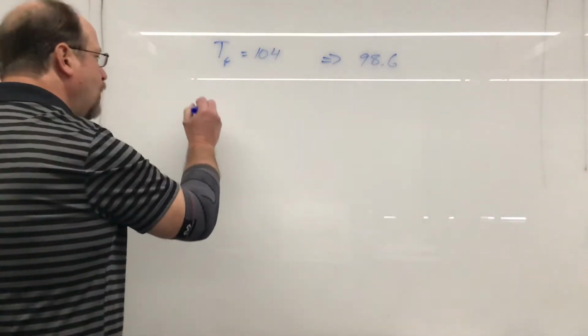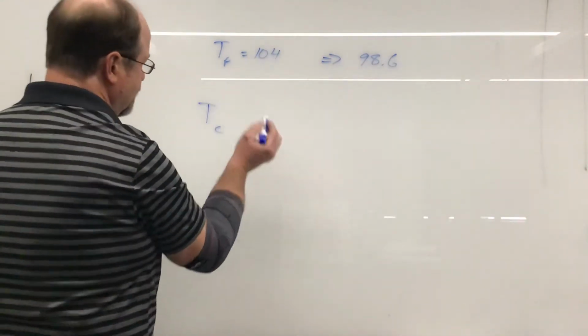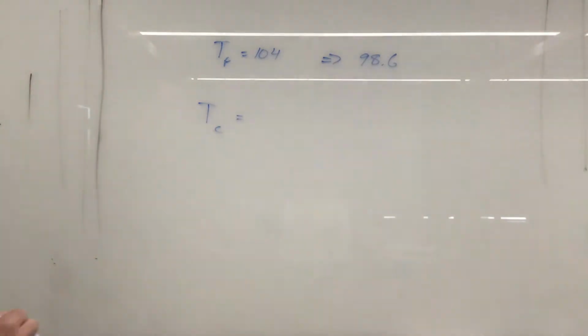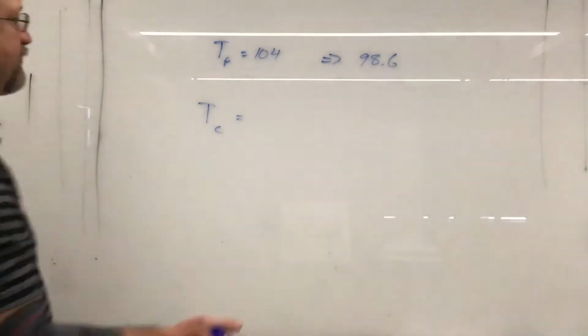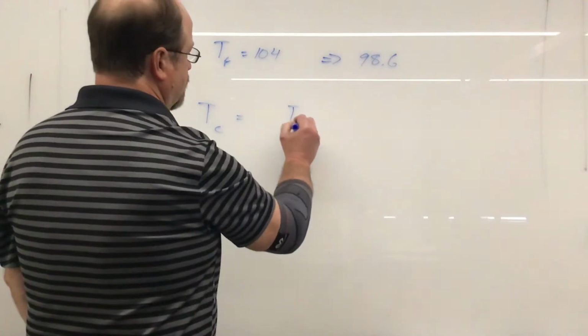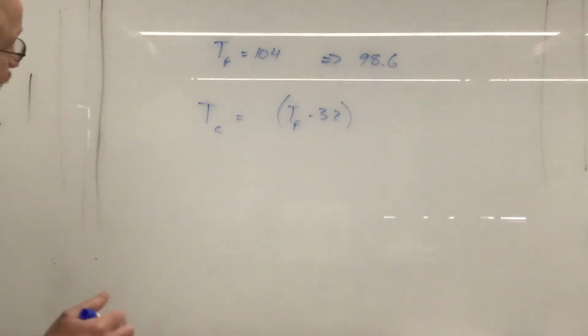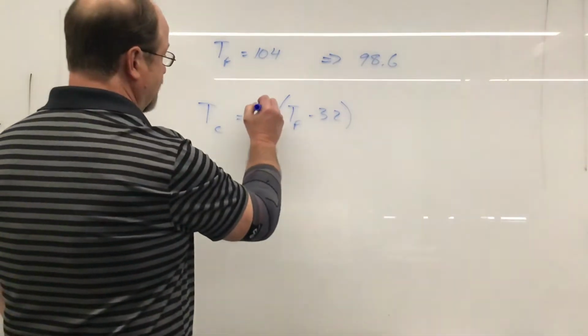Well, if we want to know what that temperature corresponds to in Celsius, the conversion for Celsius that I just had up here said I need to take whatever the temperature is in Fahrenheit, subtract 32 from that, and then multiply by 5/9.